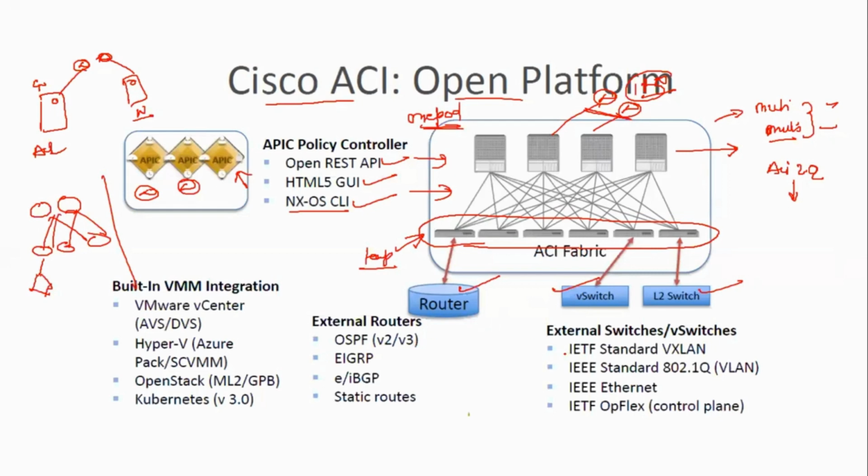So your ACI can be easily connected to a VXLAN switch. It can support VLAN. It can support Ethernet. It can support OSPF, EIGRP, eBGP, iBGP, static routes. So it's an open platform. Anything you can use and you can connect.